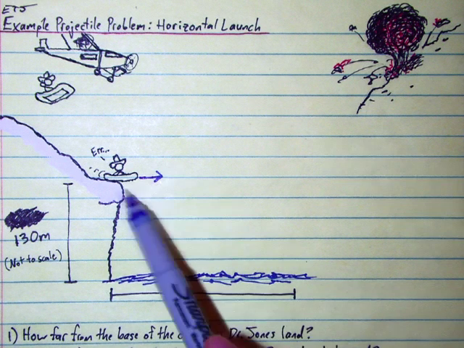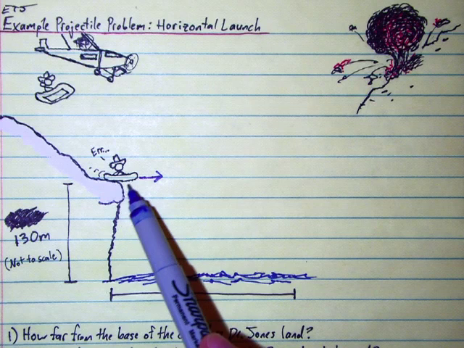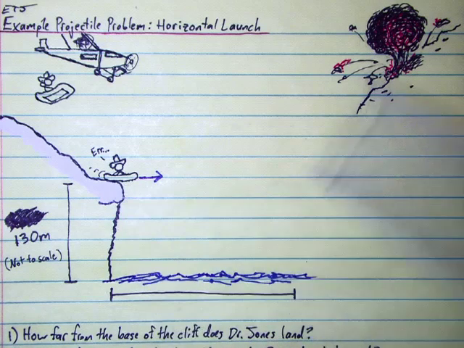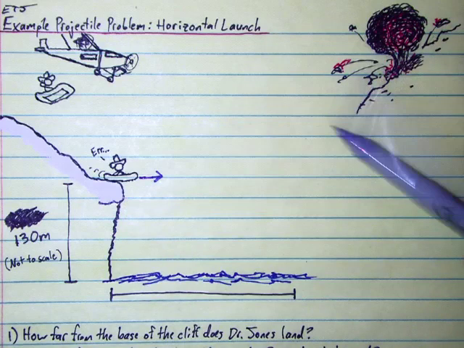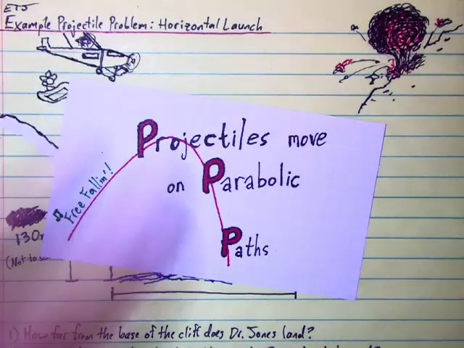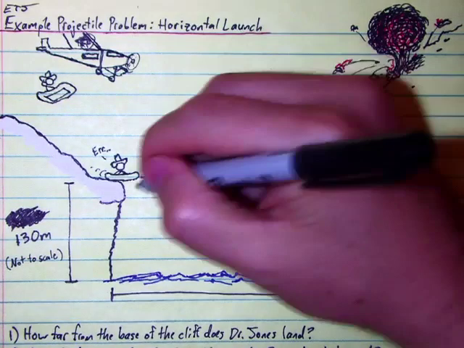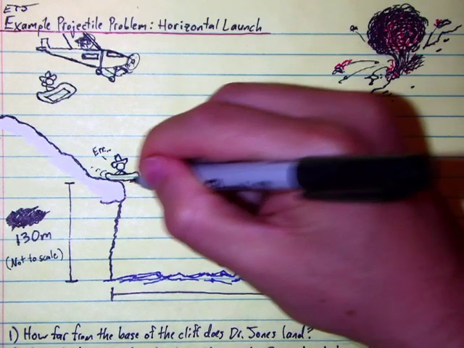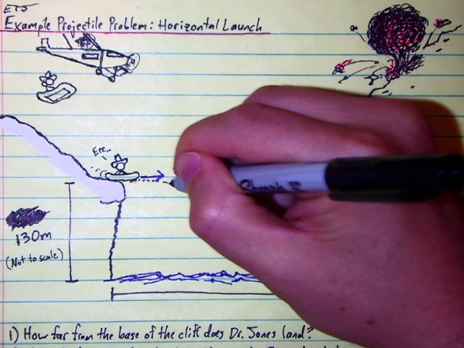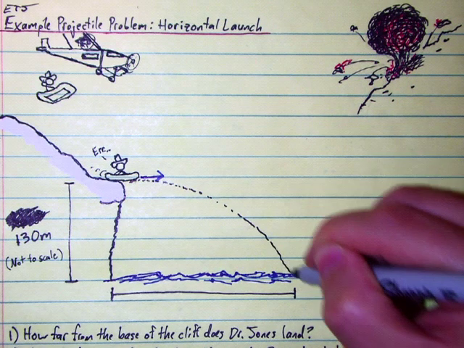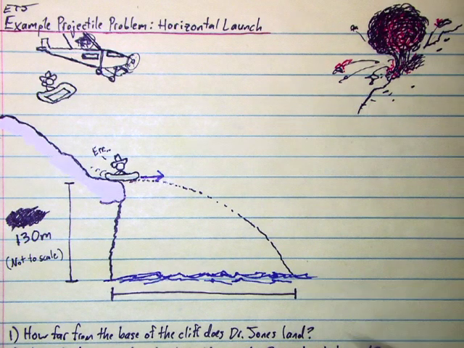From this moment on, once he leaves the snow, we have a projectile problem. He is no longer in contact with the surface and we will ignore all air drag on the raft. So, once it's a projectile, we know it's going to move on a parabolic path. Let's dot in what his path might look like once he leaves the cliff out over the water and hopefully splash down somewhere over here.